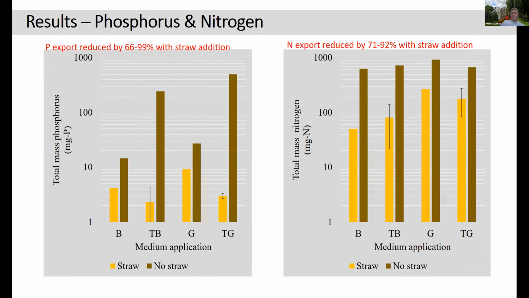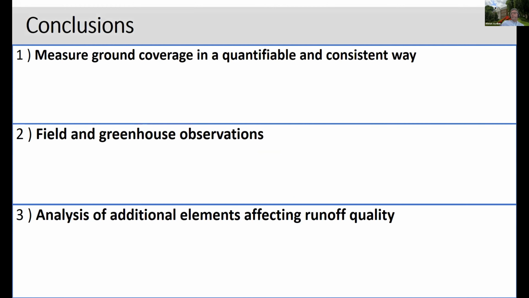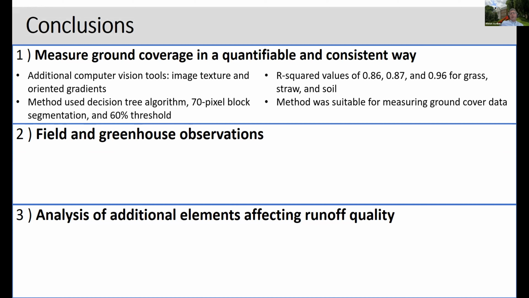P, which is the phosphorus export, was reduced by 66 to 99% with the straw addition. Probably 99 would be very high, but roughly around an average of 80%. And nitrogen export was also reduced by the straw addition significantly. So these were nice things, and I explained the theory behind them, or probable theory behind them, in earlier slides. So the image-based tool works very well. So we are very happy with that, and then can measure the ground cover data.